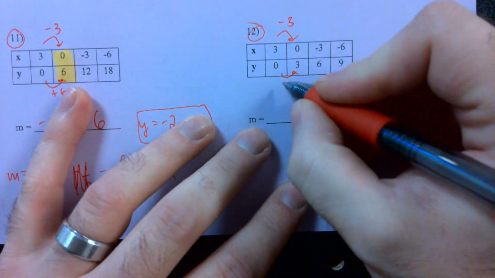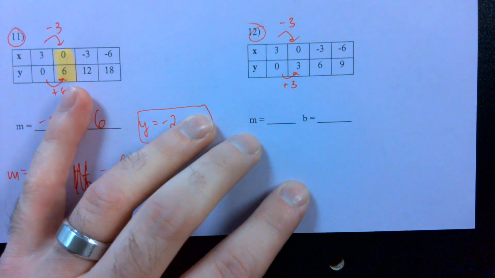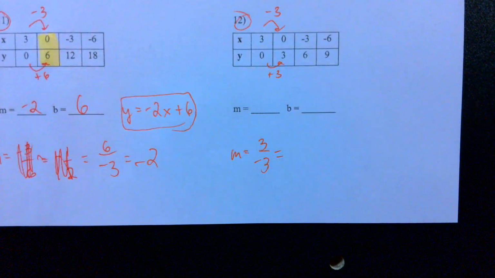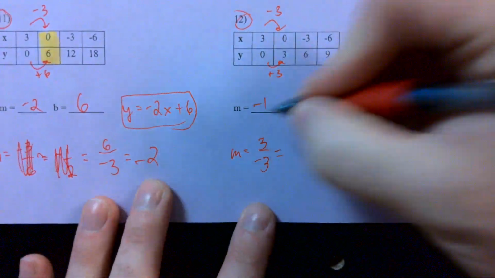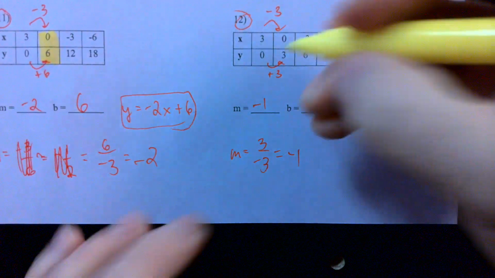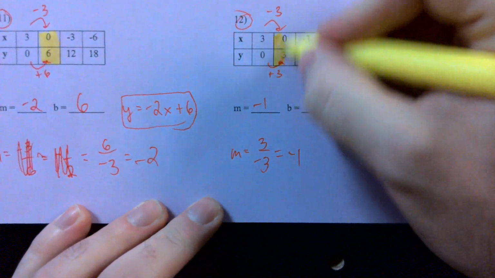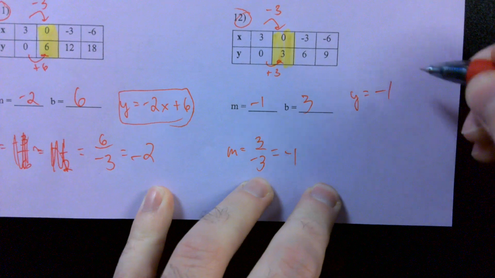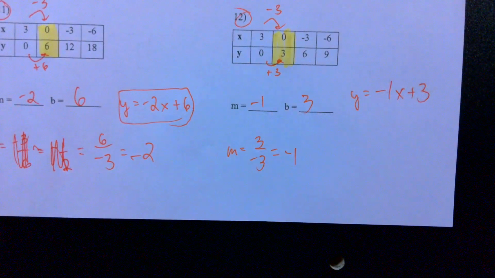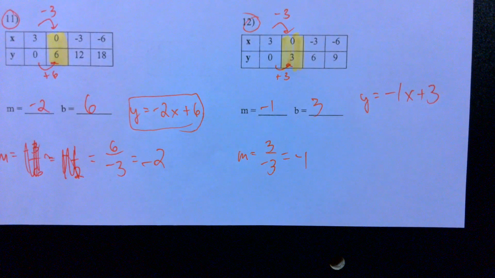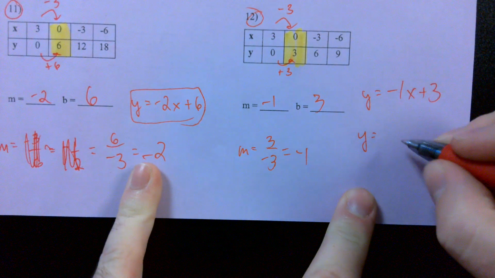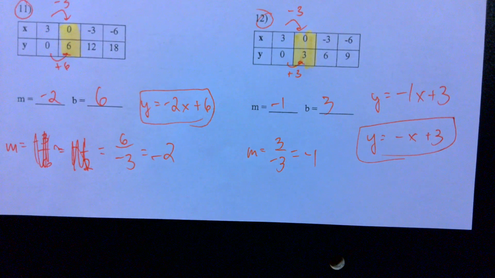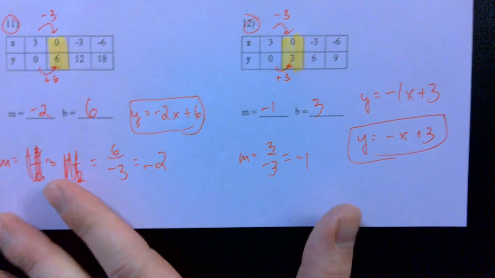On the top, I got minus 3. On the bottom, I got plus 3. Okay, so 3 over negative 3. What's that going to simplify to? Negative 1. Can't mess this one up. There's my b value, which is 3. I can write the equation y is equal to negative 1x plus 3, or just negative x. Good. You read my mind. I was about to ask how we could clean this up. y is equal to negative x plus 3. And there's my equation for number 12.